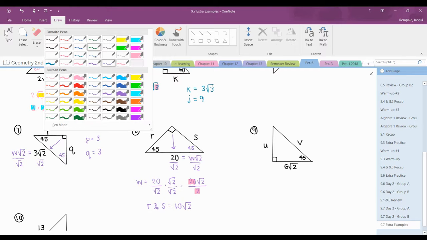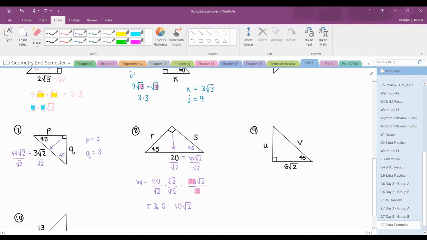If I take a look at the next one, we are dealing with another 45, 45, 90 triangle. I'm giving you one of the legs, but remember, legs are always congruent. So that means right off the bat, without doing any algebra, I know that the side of U is also 6 root 2. But then remember, that's the shortest side. To find the hypotenuse, which we're calling V in this problem, I have to take my leg and I have to multiply by the square root of 2.